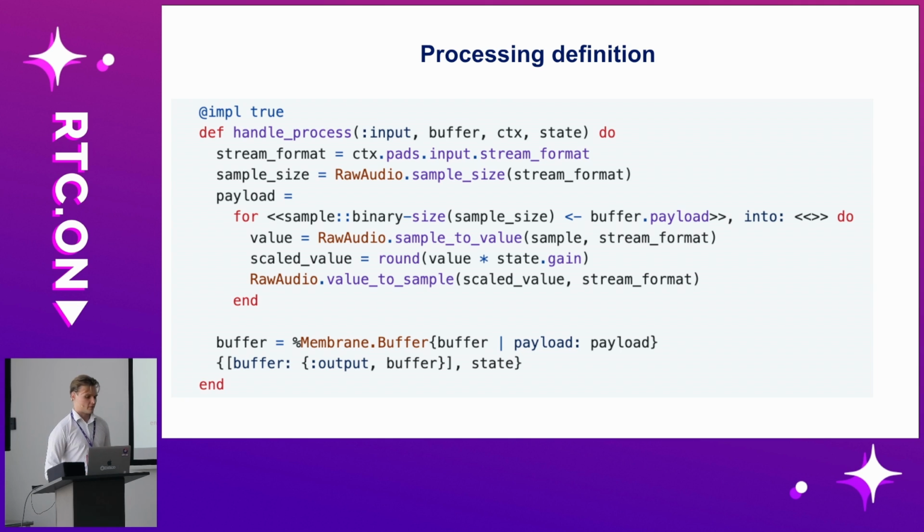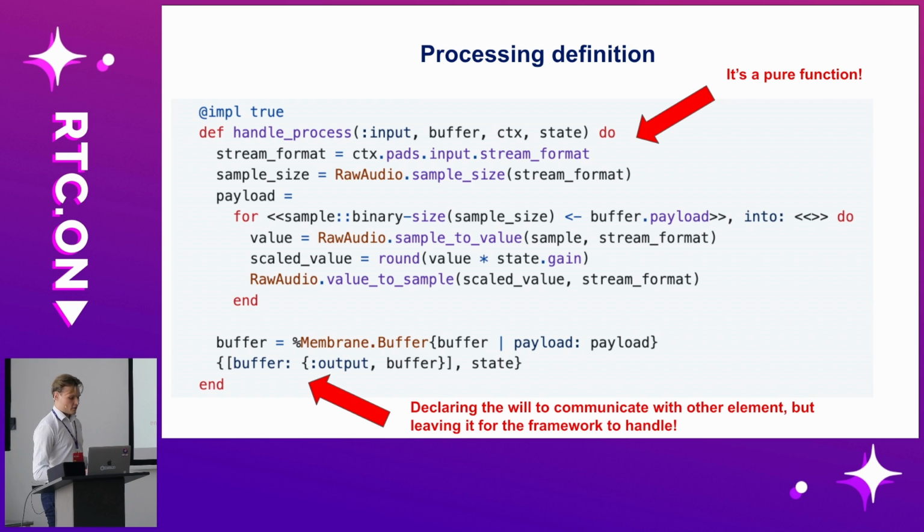It's done with the use of callbacks. So this is a code snippet with an exemplary callback implementation. And this function will be called each time new data arrives for some element. An important thing to note here is that this is a pure function, or at least it's good when it's a pure function, because it simplifies debugging. And when we want to have some side effects, like communication, we only declare our will to do so. So as you can see, as a part of the return value, we declare that we want to communicate with the other element and send the data further.